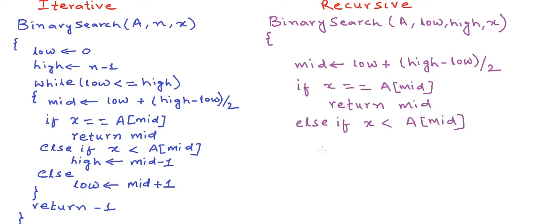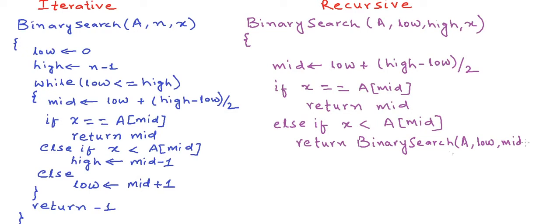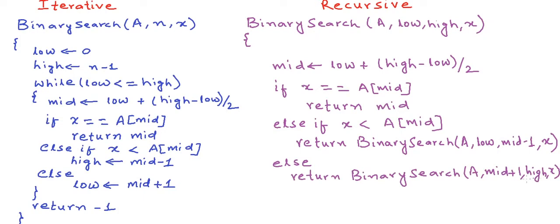If x is less than the mid element, we call binary search recursively on the range low to mid minus 1. So x is now to be searched between index low and mid minus 1. Else if x is greater than the mid element, which will be the third condition anyway, we return binary search from mid plus 1 to high. So we make a recursive call to search x from index mid plus 1 till high.